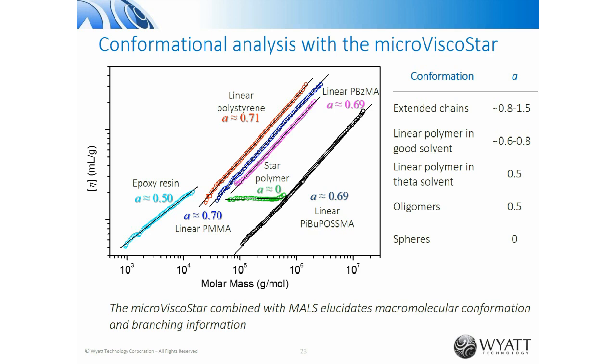If there's any curvature in the Mark-Houwink plot, this is indicative of branching. Using our Astra software, we can also derive various branching information like branching ratio, number of branches per chain, and long chain branching.